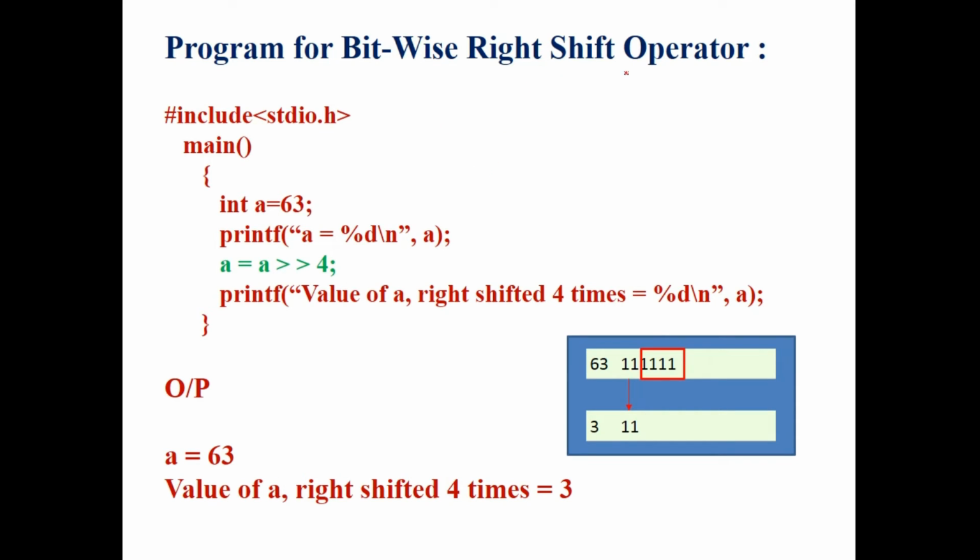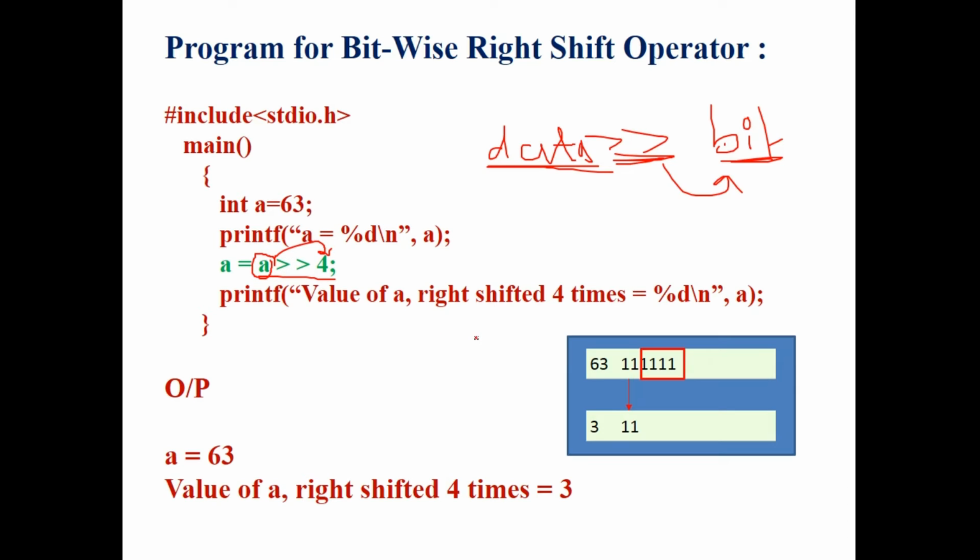Now the bitwise right shift operator. It is used in the format of data right shift, followed by how many bits you want to shift that data. You write the data or variable, then how many bits to right shift by. So here I am writing A = A >> 4. It means that you are shifting A by 4 bits towards the right. And here the value of A is 63.